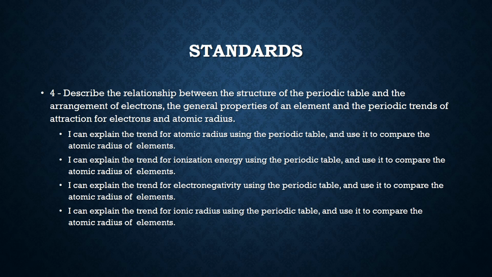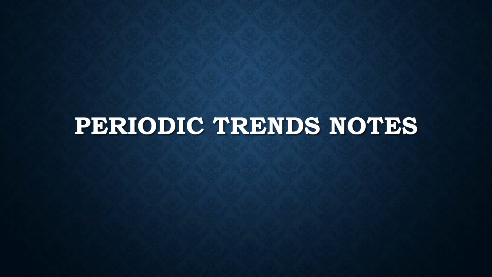This is our standard. Describe the relationship between the structure of the periodic table and the arrangement of electrons, the general properties of an element, and the periodic trends for attraction of electrons and atomic radius. So there's 4 trends we're going to be going over: atomic radius, ionization energy, electronegativity, and ionic radius. So we'll have one on each one of these. This first one, though, like I said, is just the background information you need for all of them.